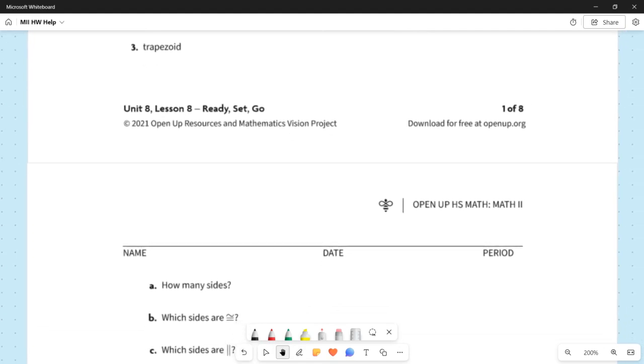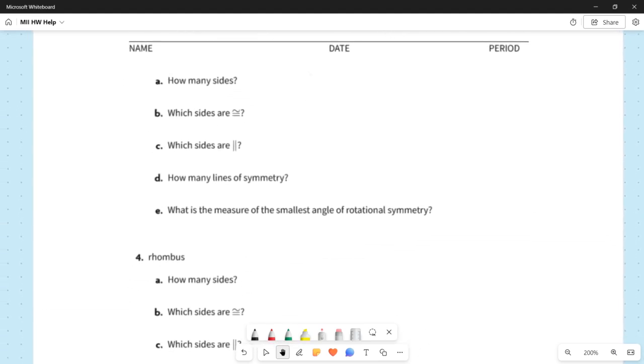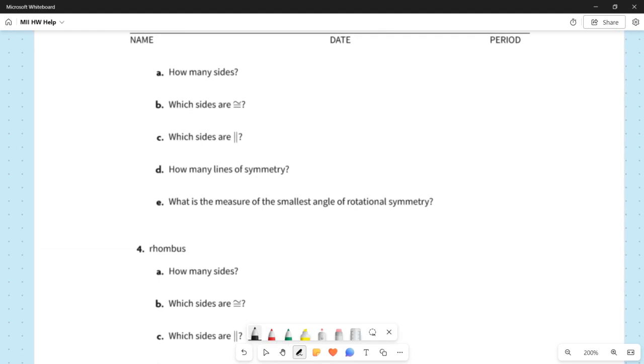Question 3 is a trapezoid, and we'll just do everything here. Again, not strictly necessary to sketch it, but I do think that it will be helpful when we are talking about some of these properties if we can see an example of what we're talking about here. So this is a generic trapezoid.